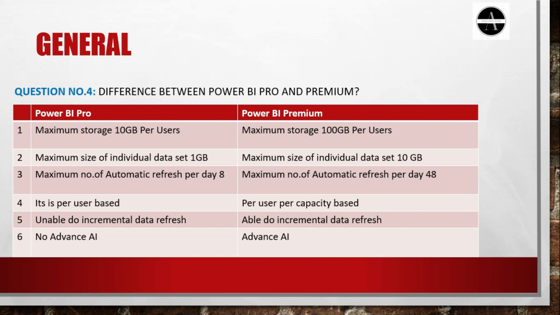In Power BI Pro, the maximum number of automatic refreshes per day is 8, whereas in Premium it is 48. Power BI Pro is per user based, whereas Power BI Premium is per user and per capacity based. The fifth difference is, in Power BI Pro you are unable to do incremental data refresh, whereas in Premium you can do incremental data refresh. And the last point is, in Power BI Pro you can't do advanced AI, whereas in Premium you can do advanced AI. So these are the 6 differences you must know for the interview.